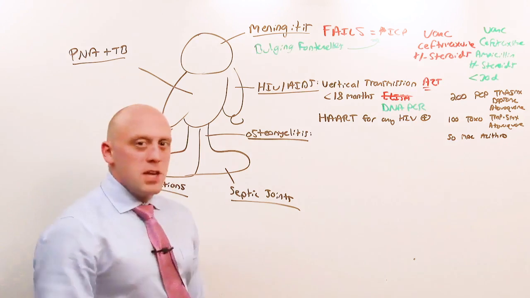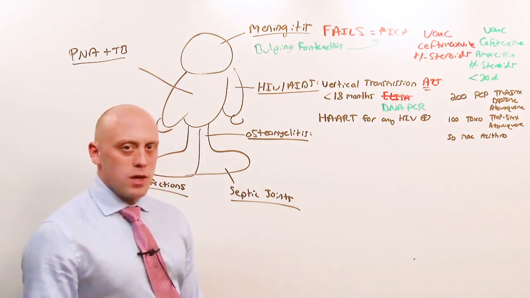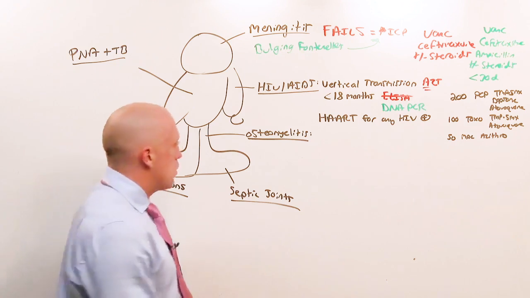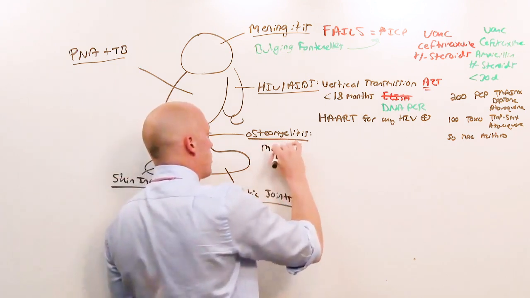For osteomyelitis, nothing changes, so only the highlights of this diagnosis. The most common organism is going to be Staph aureus.